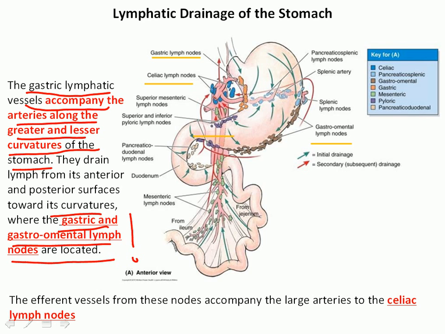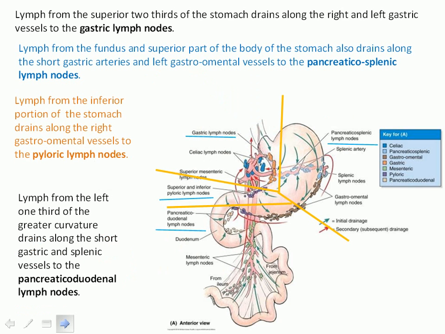From those nodes mentioned above, lymph vessels accompany large arteries and flow into the celiac lymph nodes, which are located around the celiac trunk. In general, lymphatic drainage of the stomach is a pretty complicated thing, and a lot of studies were done to identify the most likely sites for draining lymph.